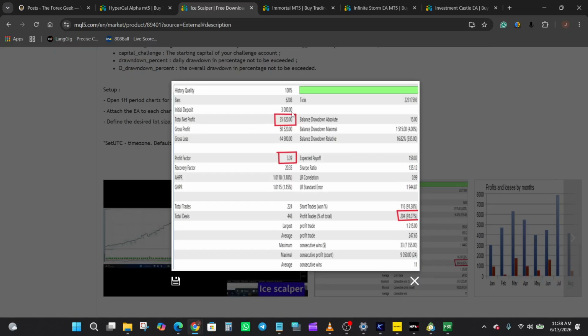From an initial deposit of $3,000, we can see that total net profit was over $35,600, precisely $35,620, and then the profit factor was 3.39. Total trades taken were 224, out of which 204 were profitable. That gave us a 91.07% win rate.